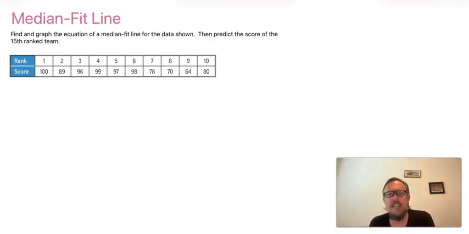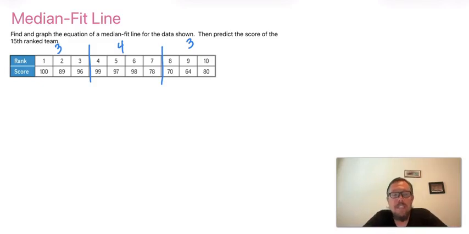Now, this is the same set of data we used in the last problem with the paintballers. It's not possible to divide this into three even sections. So when that happens, it's just important that you make sure your first and last sets are evenly divided. So we've got 3 points in the first set, 3 points in the last set, and 4 in the middle.